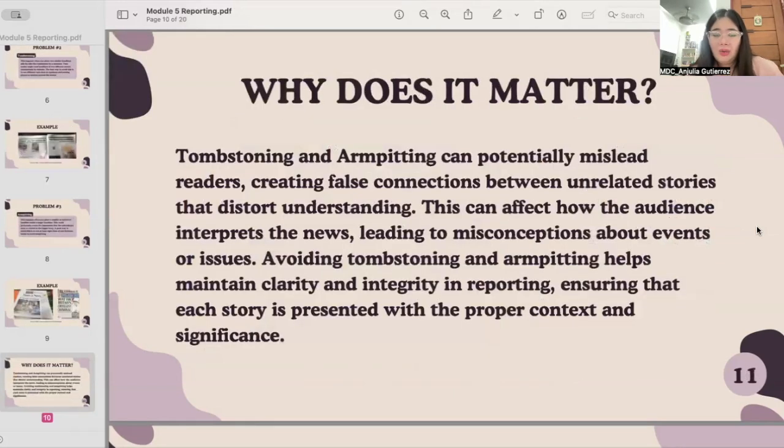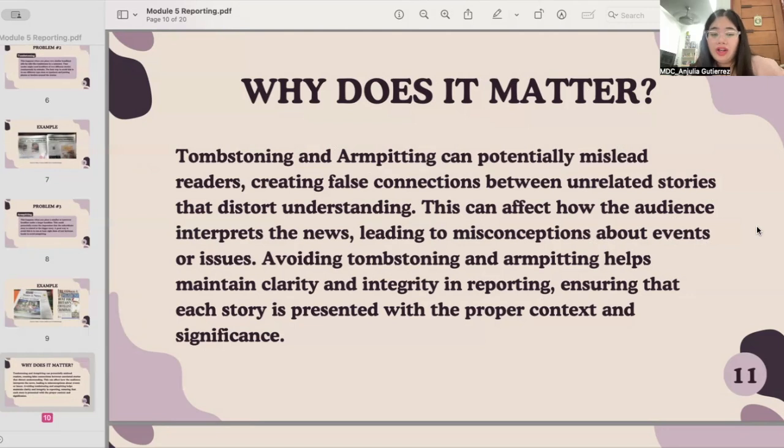So why does it matter? So tombstoning and armpitting, as similar as they are, can potentially mislead readers by creating false connections between unrelated stories that distort the reader's understanding. So this can affect how the audience interprets the news, leading to misconceptions about events or issues.